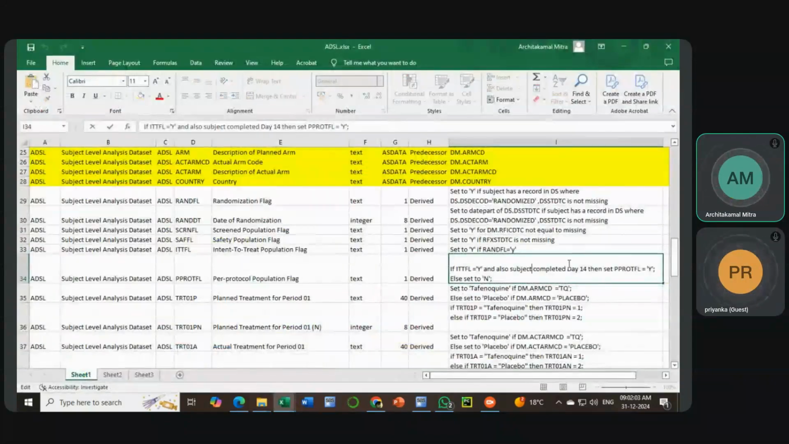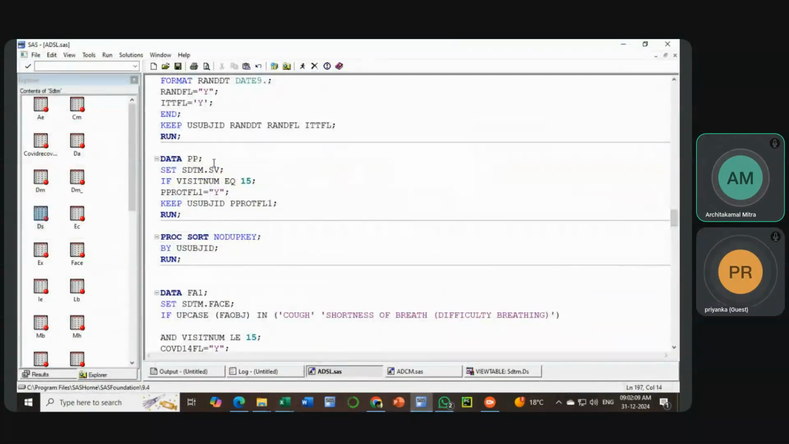This one, subject has completed day 14, we set per protocol to Y, else set to no, correct? So what we have done here, set SDTM from SDTM SV, if visit num equal to 15, then per protocol 1 equal to Y and we have given this. But later on, after merging, we will have ITT and per protocol both, this one and this one both.